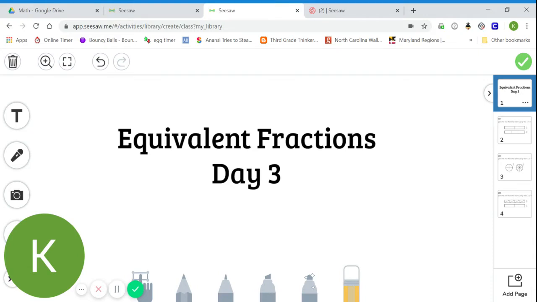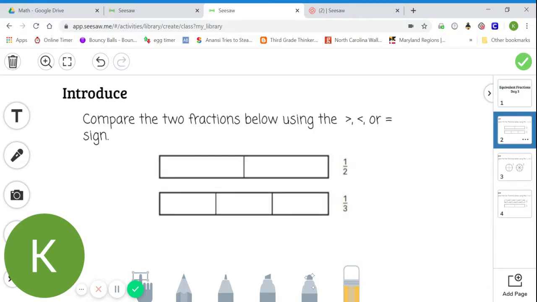Today we're going to be talking about equivalent fractions again. When we're practicing our equivalent fractions today, we're actually going to be practicing using shading as a strategy. Compare the two fractions below using the greater than, less than, or equal to sign. I have two fraction models already set up for me. My job is going to be to shade to represent the fraction first.